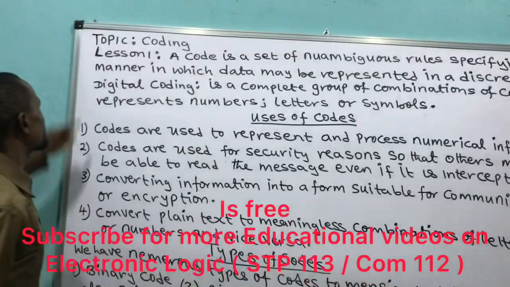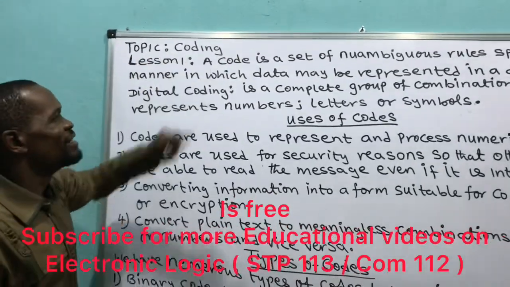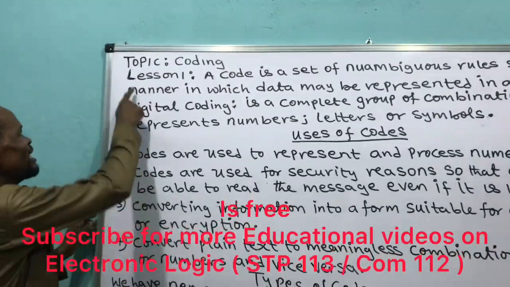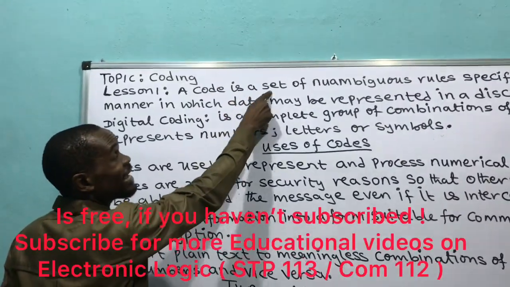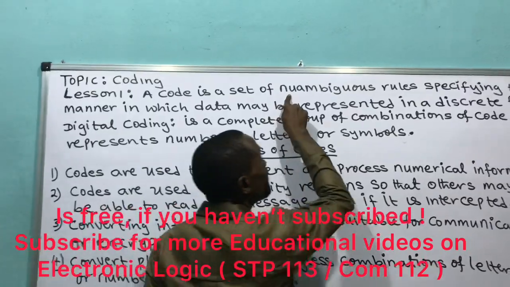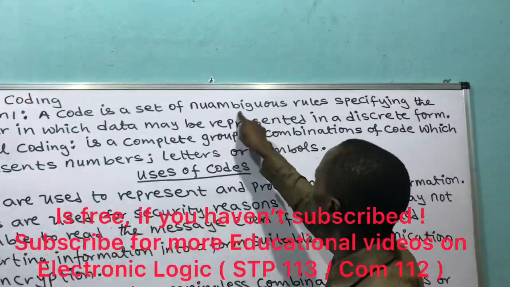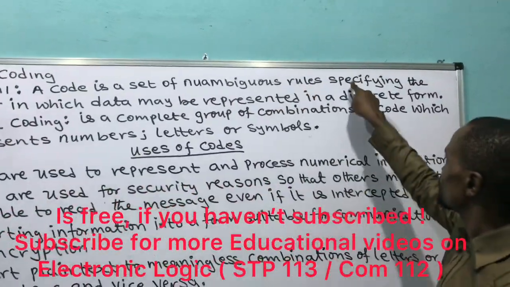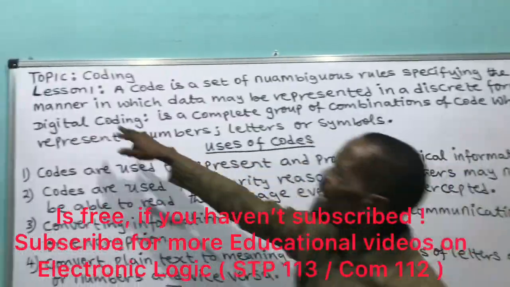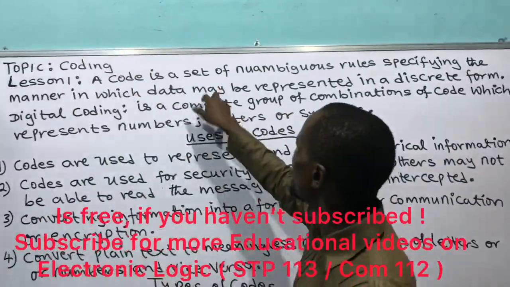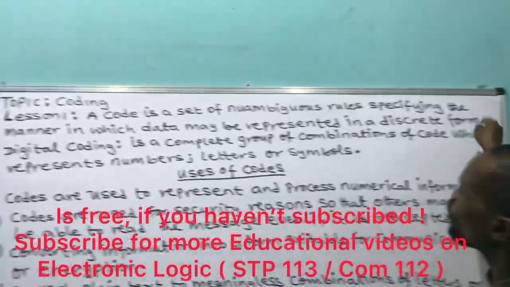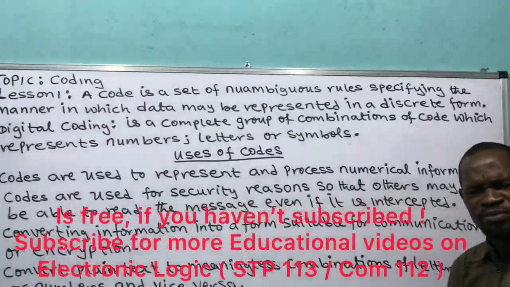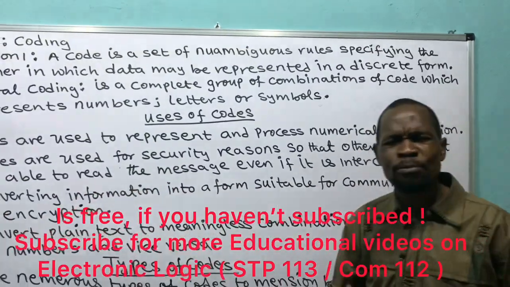Then let's go to the topic, coding. Lesson 1. A code is a set of unambiguous rules specifying the manner in which data may be represented in a discrete form. What do you mean by discrete form? A form that doesn't have an approximation.